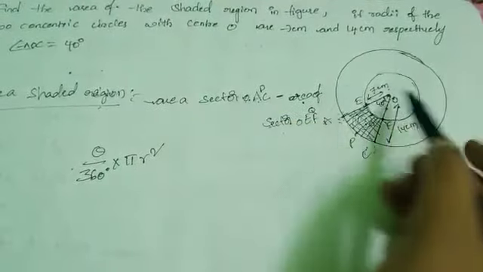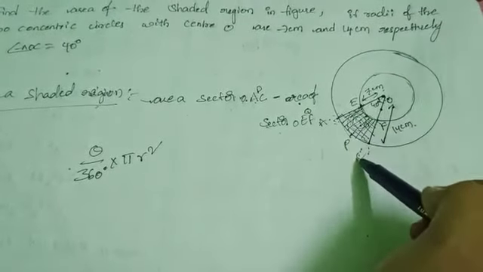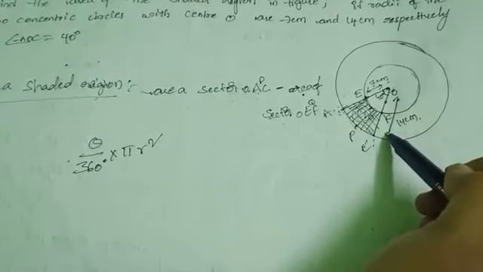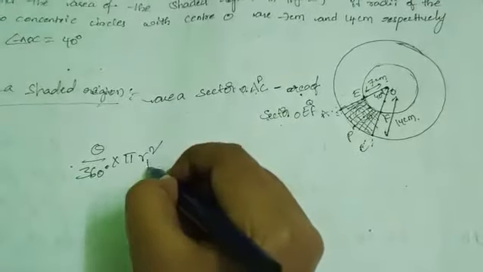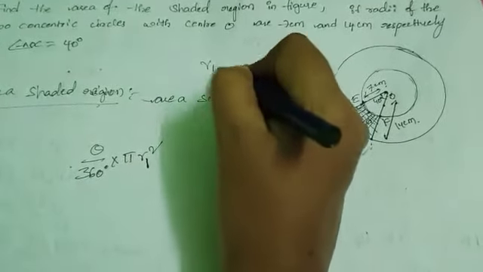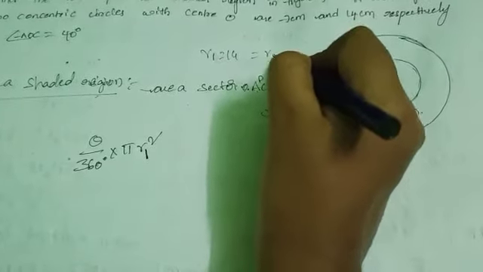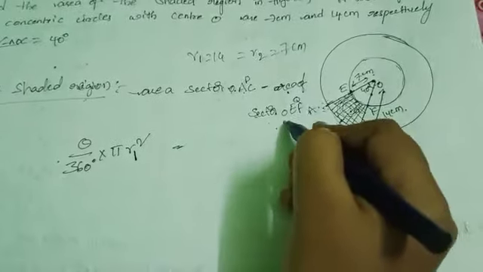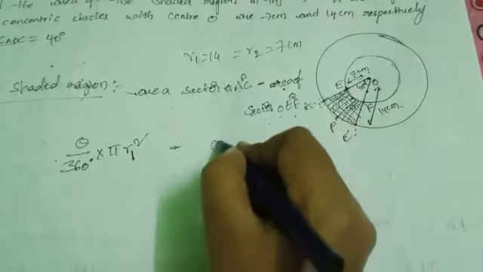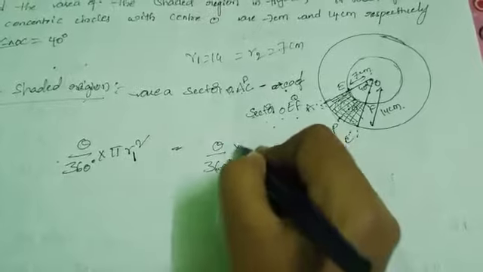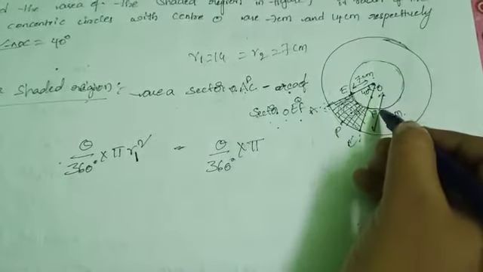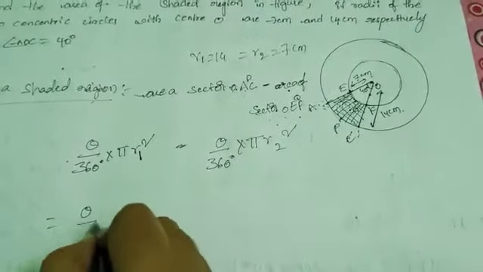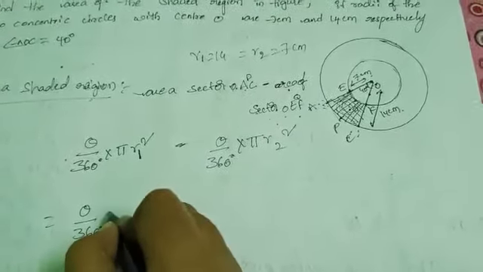Okay, area of sector OAPC is a big circle. So here R1, this is R1. Here R1 is 14 centimeters and R2 is 7 centimeters. Minus the area of the sector OEQF, theta by 360 degrees into pi r square. Here r is R2 square.